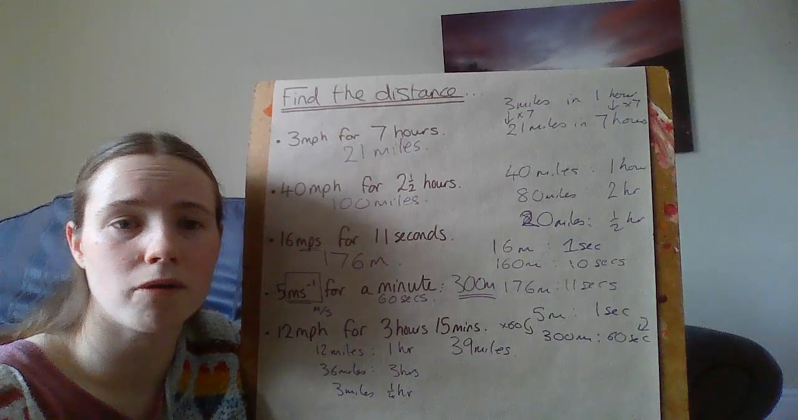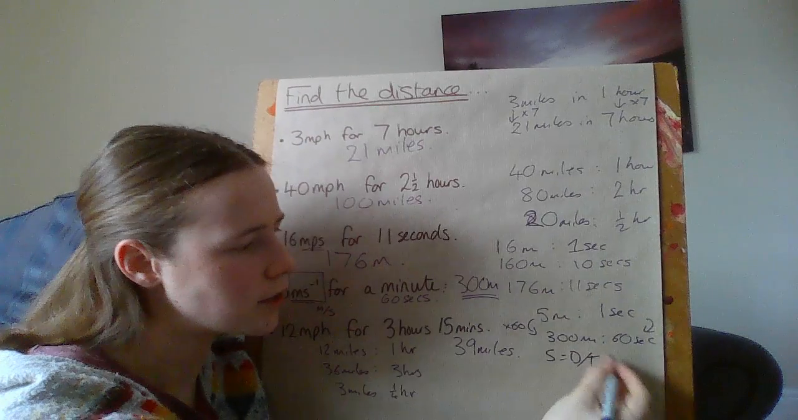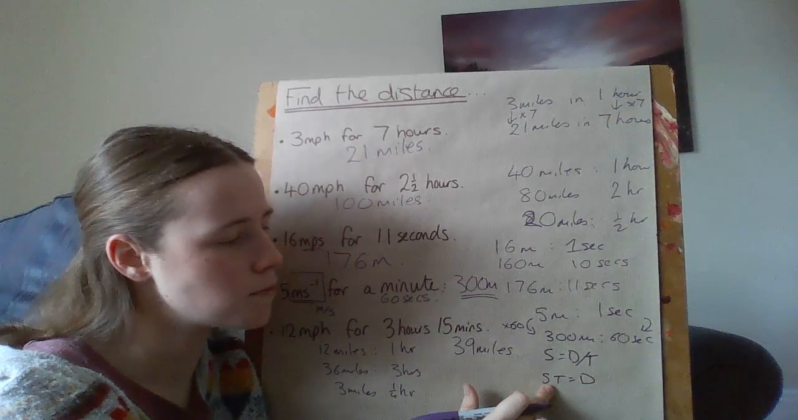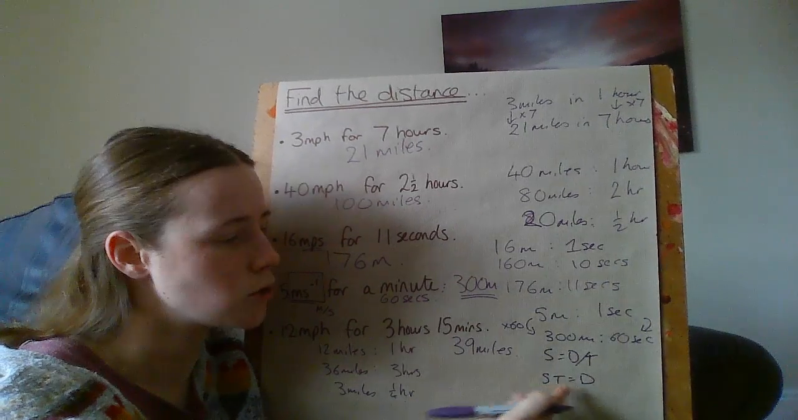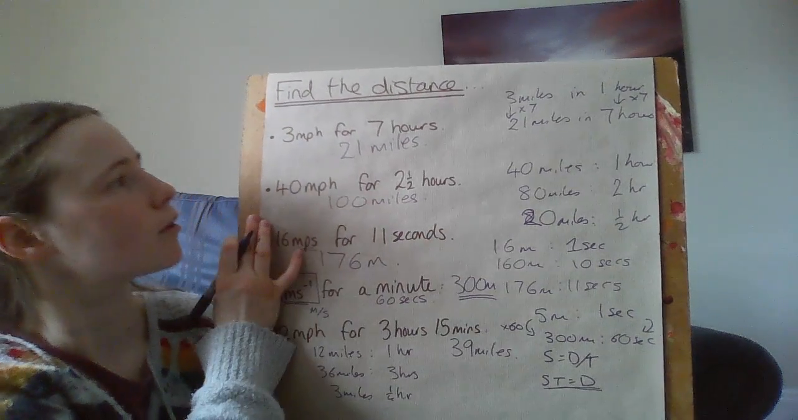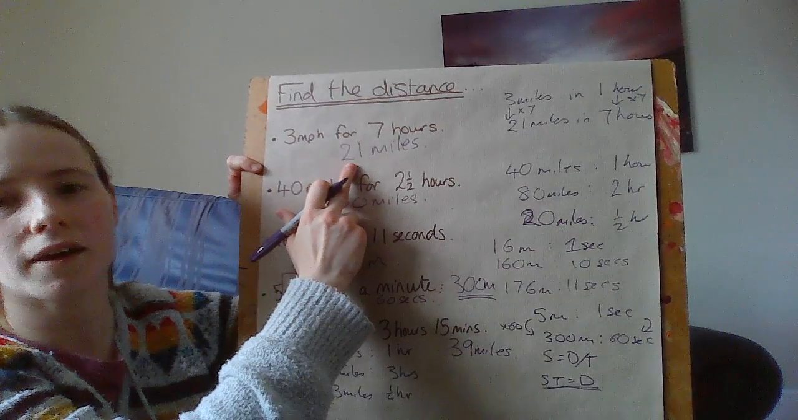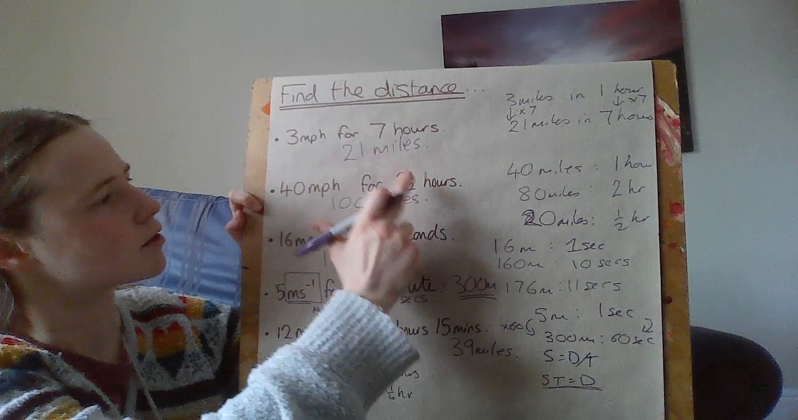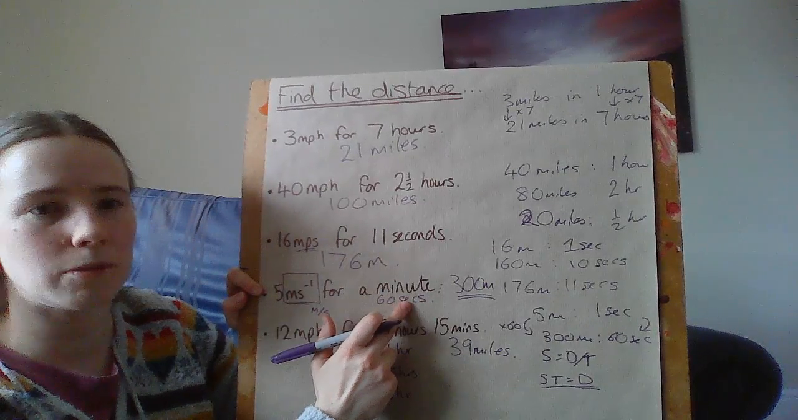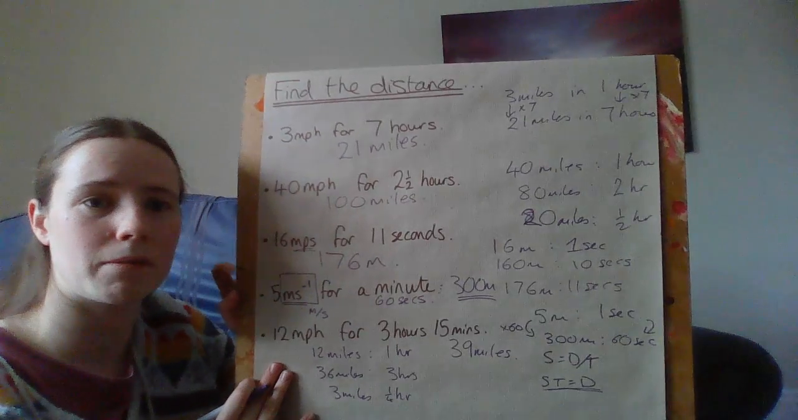First method is, hopefully, speed equals distance over time. If I times both sides by time, speed times time equals distance, when your speed units are in the same units as your time and your distance. So if you want distance, you can just do speed times time. So if we look at the first one, you'll notice my units are the same. So if I do 3 times 7, I get the answer. Here, again, I can do 40 times 2.5, 16 times 11. For this one, I need to change it to the same units. So I'm in seconds here and here, and then 5 times 60. So you can do that when you're happy with how it works.